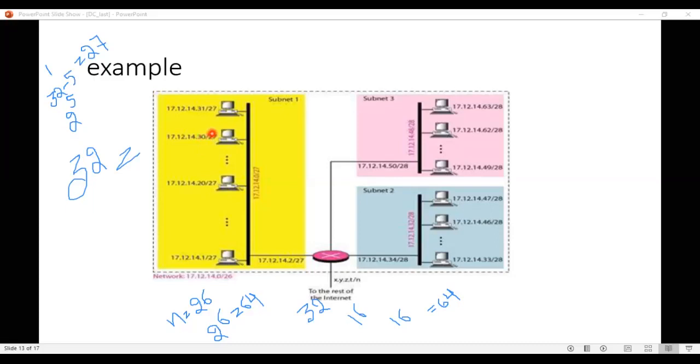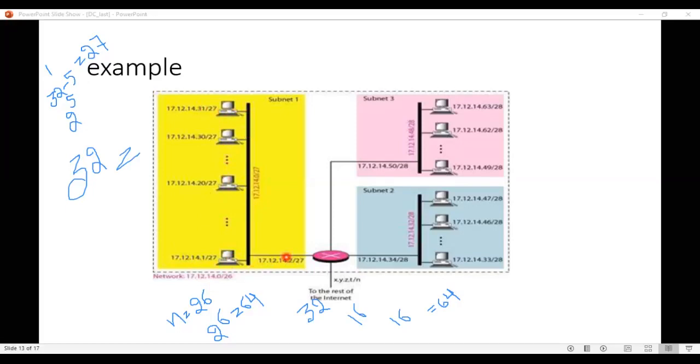Slash 27. So each of these hosts is represented by the mask 27. From where to where? This is 17.12.4. Here 1 to 31, that is 32 addresses. You can connect 32 host computers to this particular subnet.